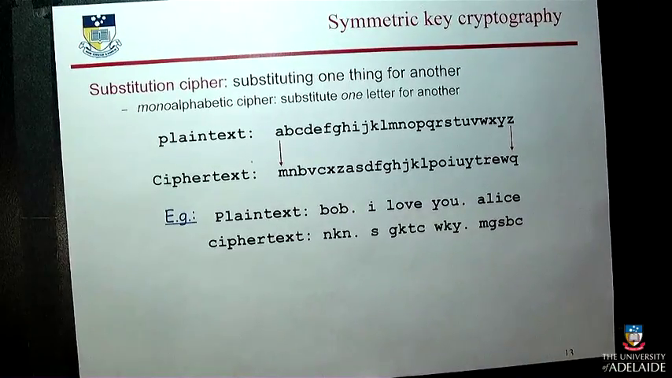So in this case, what is the key for this cipher? What do you want to keep secret? What do Alice and Bob both need to know to encrypt and decrypt? That's right, you just need to know the mapping. So your key is the mapping. A long time ago, that's what people used.